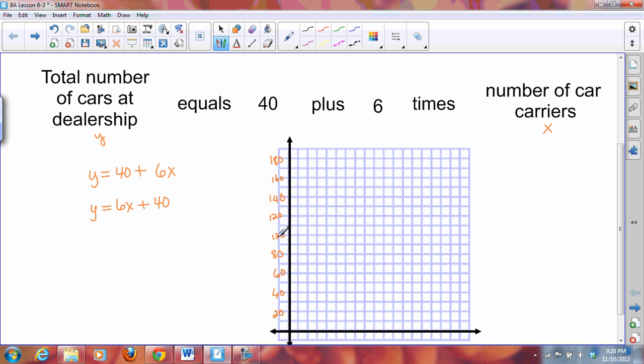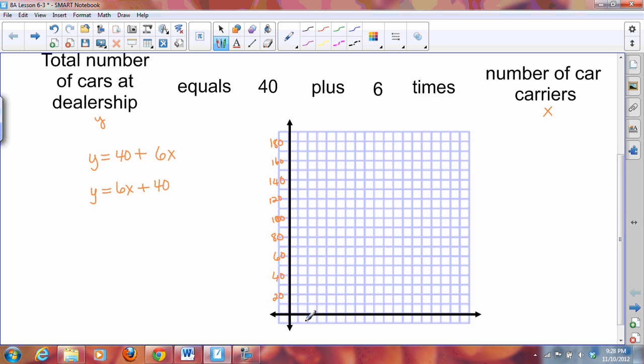All the way up to 180. That's a 0 right there. Okay, going across, I'm going to go ahead and count by ones. So that'd be 2, 4, 6, 8, 10, 12, 14, 16, and 18. Okay? Now my y-intercept is 40, so I'll go up to 40, and I make my mark.